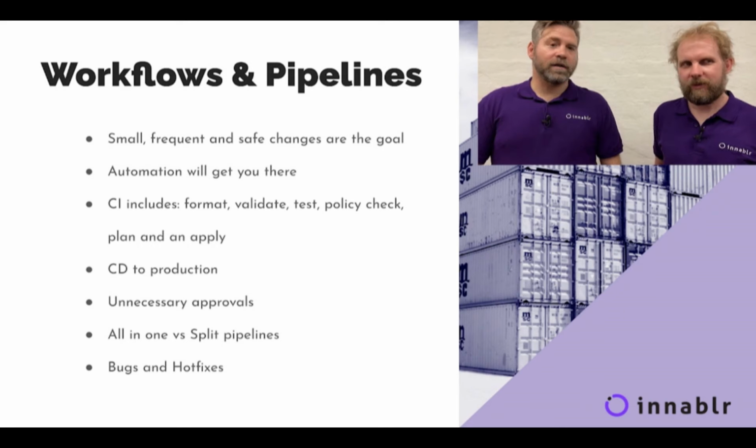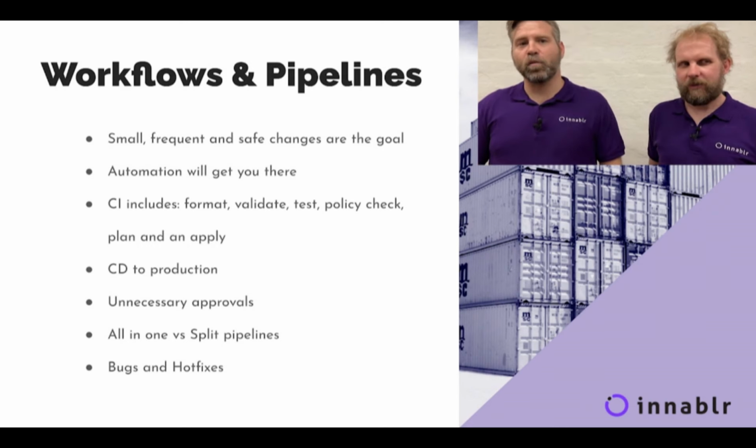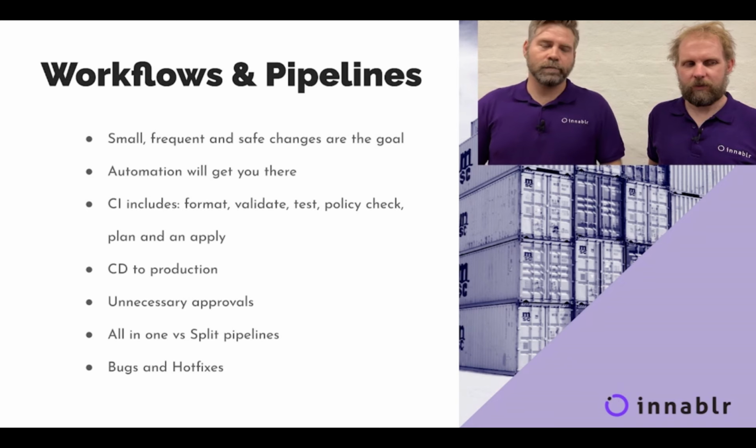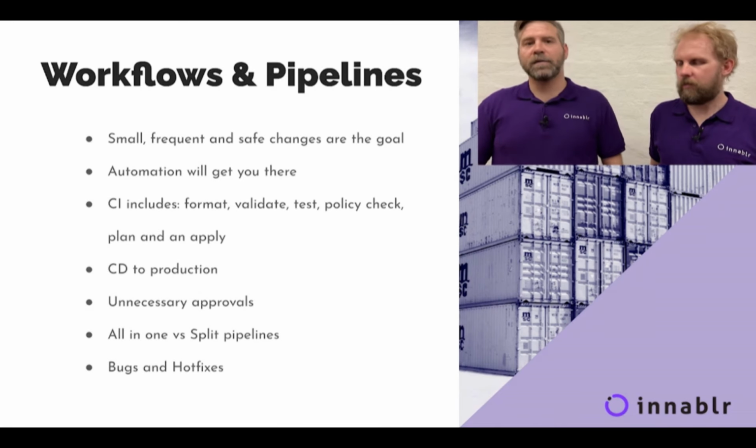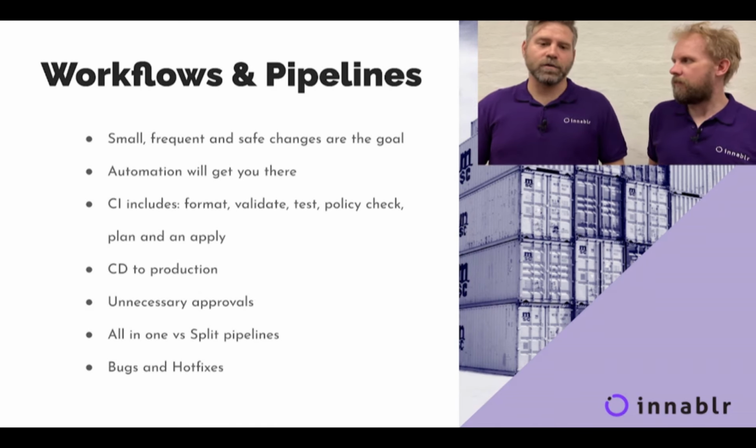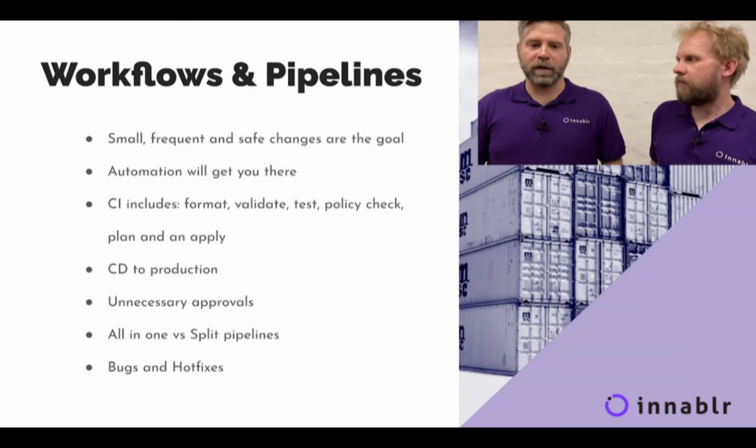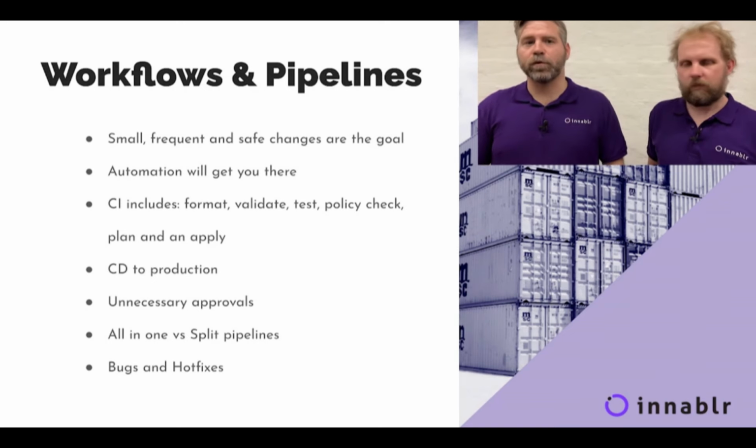Okay, so another point is an all-in-one versus a split pipeline. Now, people are divided on this. I prefer to have an all-in-one pipeline, but then why not both, eh? So have an all-in-one pipeline, and then if you do need to have single pipelines for deploying to individual environments, for example, because I need a bug fix or something like that, then allow that too. But try and use that all-in-one pipeline that does each and every one of those environments for you.